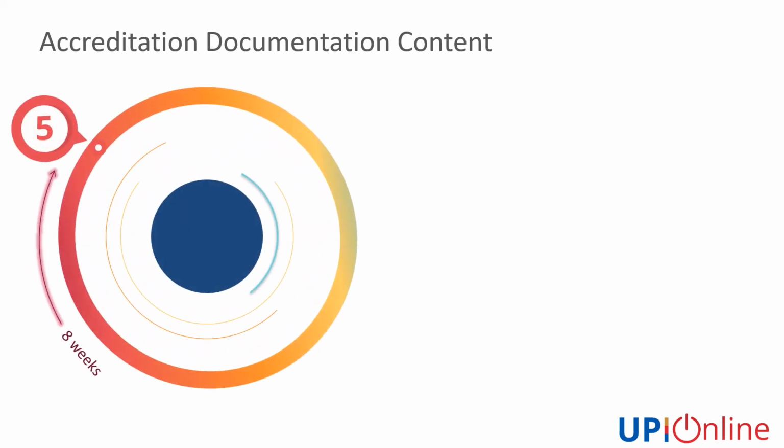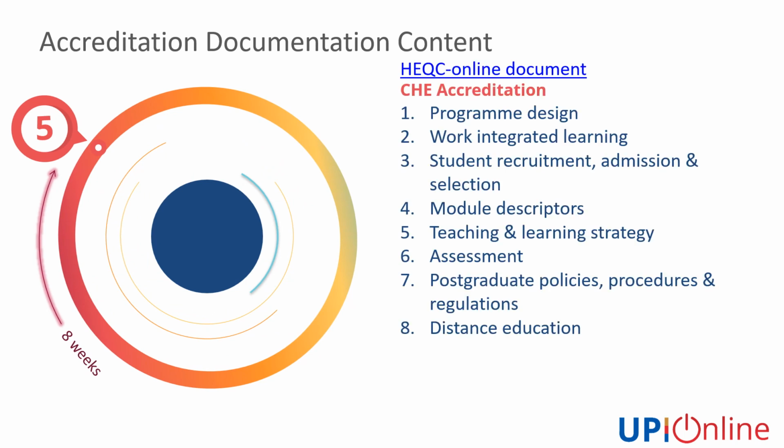The final document in the Big Five is the HEQC. In addition to the information already included in other documents, it requires elaboration, explanation, and contextualization. Narratives must be written for the Work Integrated Learning section, for applicable programs, student recruitment, admission and selection, the teaching and learning strategy, assessment, postgraduate policies, procedures and regulations, if that's applicable, and processes and procedures in place for distance education. The learning designer has a few examples available from previous programs to assist the program coordinator with completion.